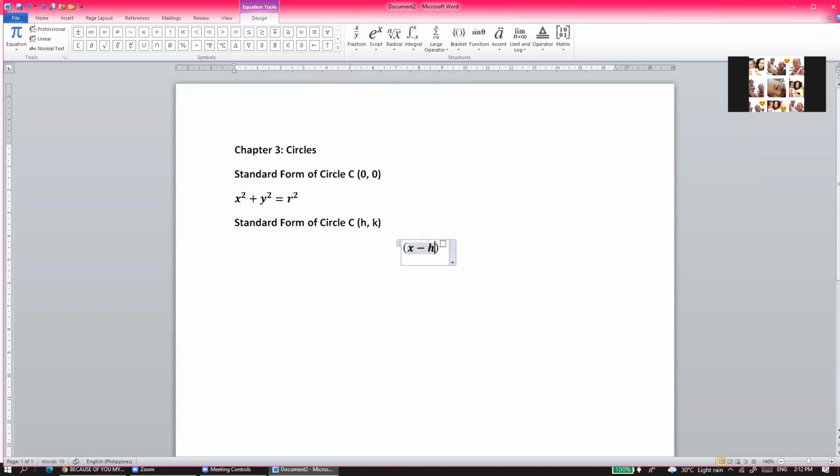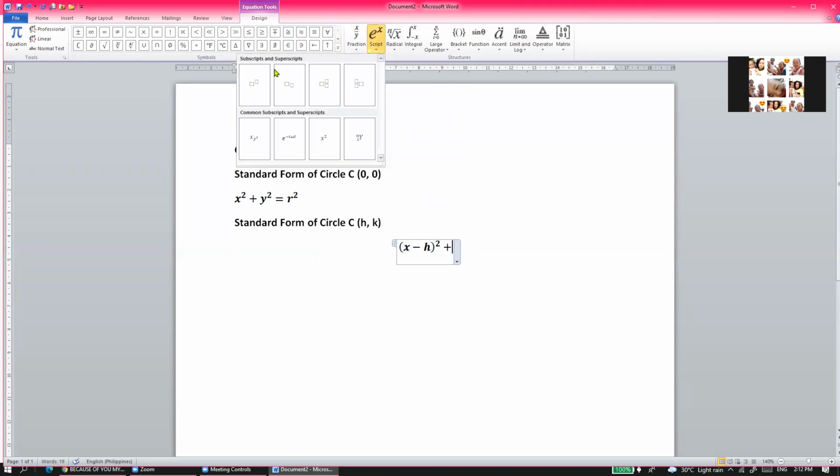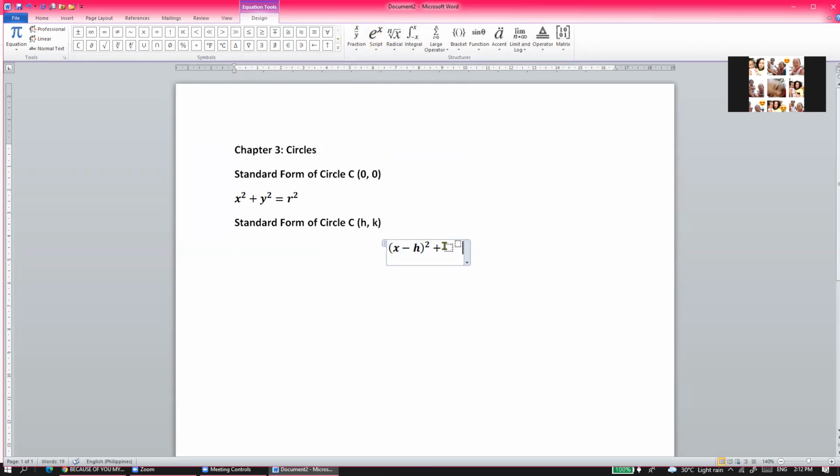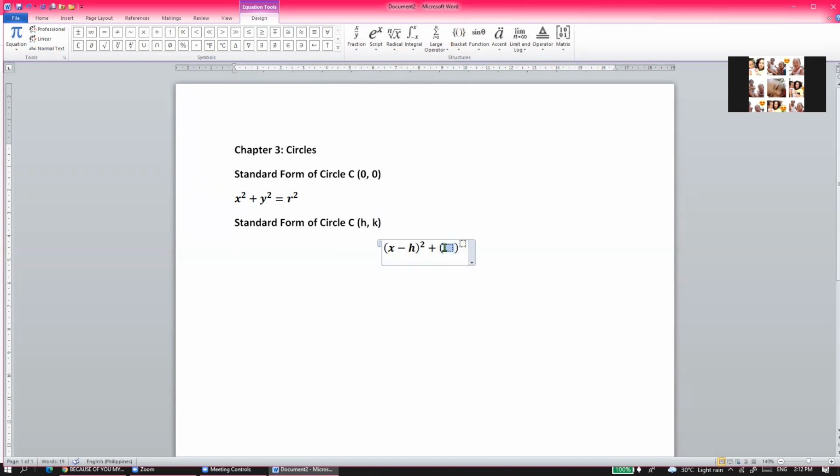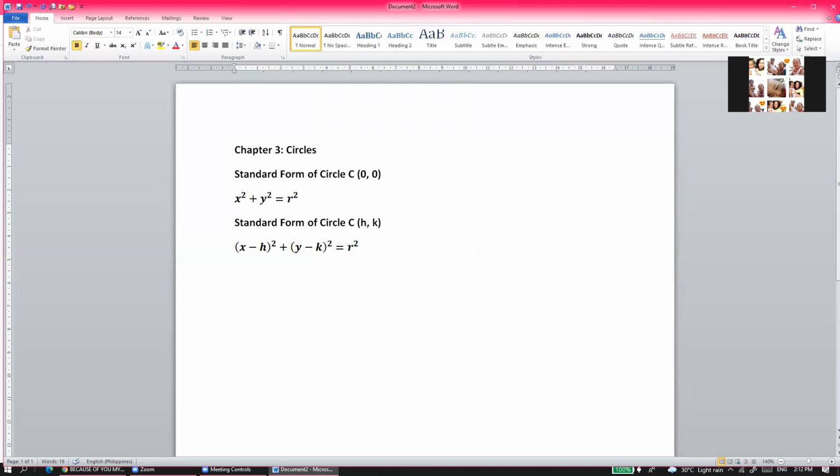So, (x minus h) square plus (y minus k) square is equal to r square. So, formula yan na kailangan nating tandaan, no? And not only these two formulas that we have.